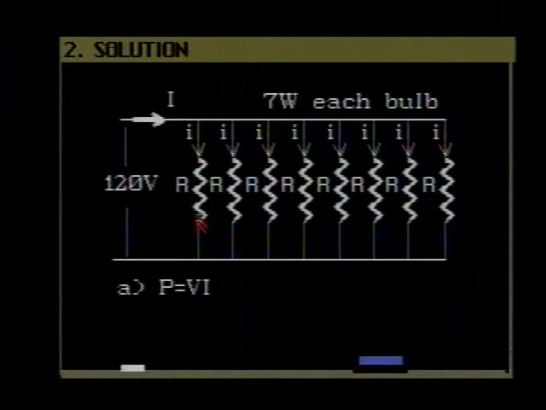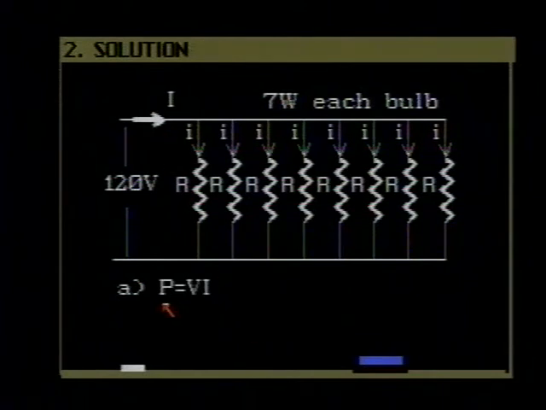Here is our circuit. 8 bulbs connected in parallel across a 120-volt source. We're asked to find the current through each of these bulbs, which I've labeled small I, the resistance of each of the bulbs, and the total current that is drawn from the source.